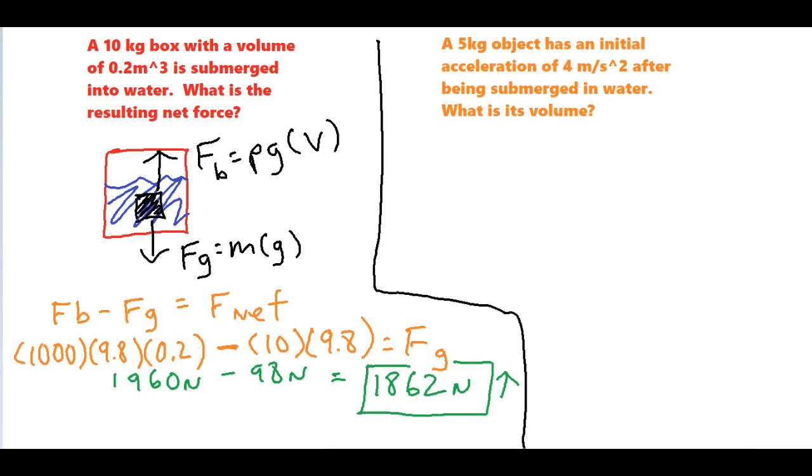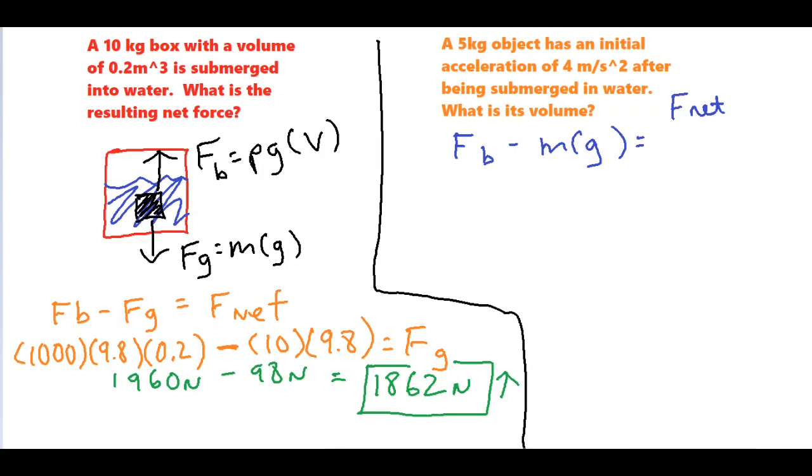And we have an object that's 5 kilograms and has an initial acceleration of 4 meters per second squared after being submerged in water. What is its volume? So in this one, we have a similar case, except it's giving us some kind of acceleration. We know the forces are unbalanced, and we're working our way around to solve for the volume. So we have a case where we have the buoyant force being counteracted by mg, and that equals the net force.